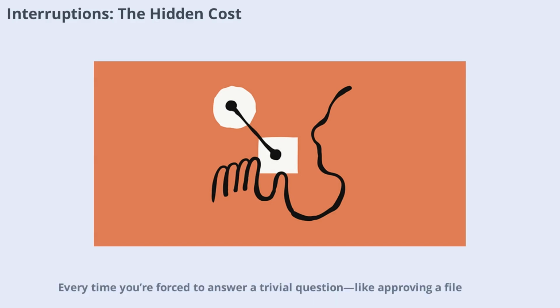Every time you're forced to answer a trivial question, like approving a file write or running tests, your brain is pulled out of its creative rhythm. These decisions may seem minor, but they add up, breaking your flow and making it harder to stay sharp. Claude Code Hooks are designed to move these repetitive decisions out of your head and into your configuration, so you can focus on coding, not on clicking.